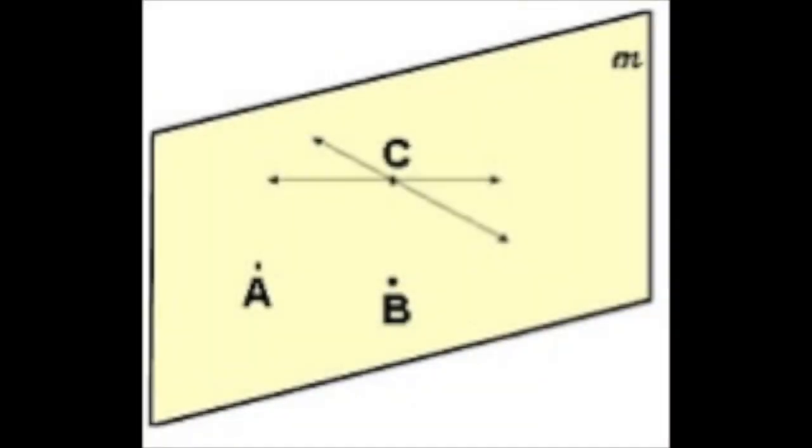A plane is a flat surface with no thickness. It extends forever in all directions. A plane can contain a line, point, line segment, and many others.